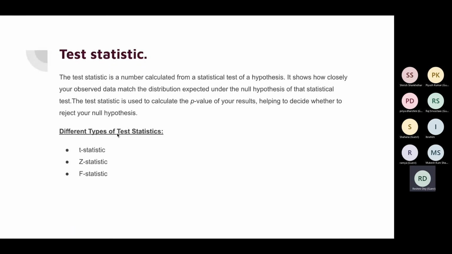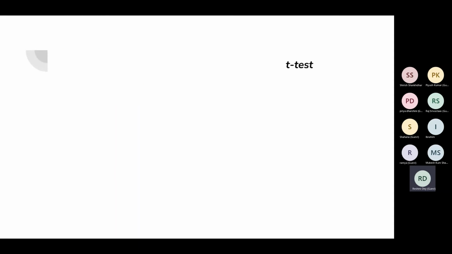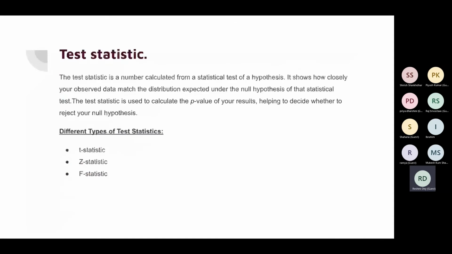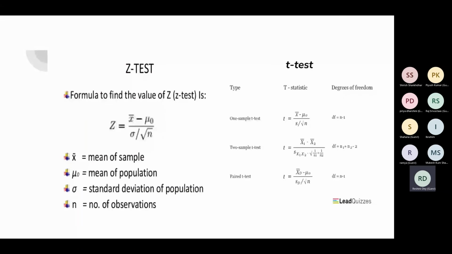Then we have different types of test statistics. These things will be done in more length in the next sessions by Arun and Shirish. Now I'm just giving you a brief introduction because we'll be solving 2-3 examples related to this. A further study of these statistics will be done by Arun maybe in the next session.